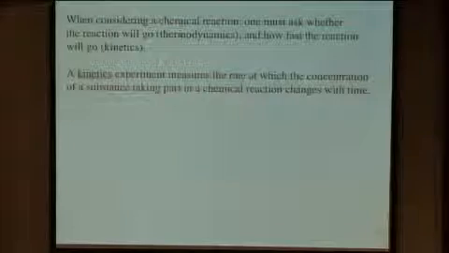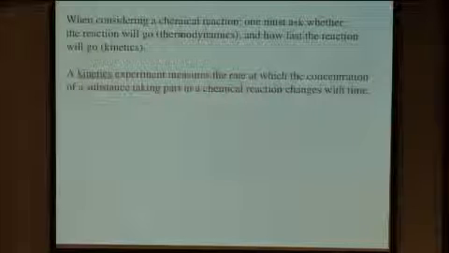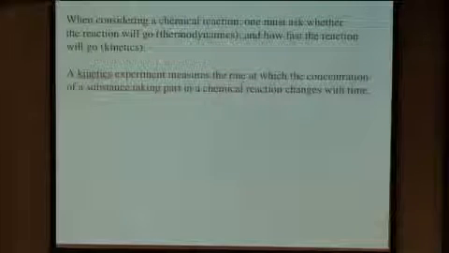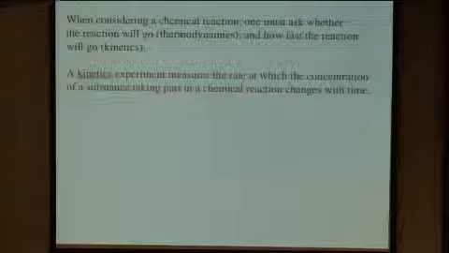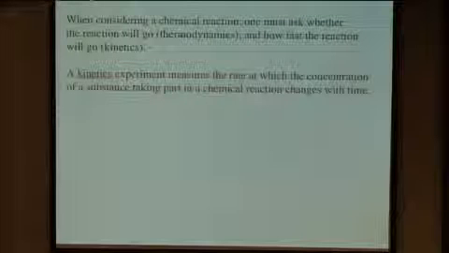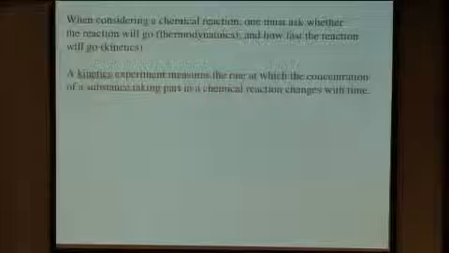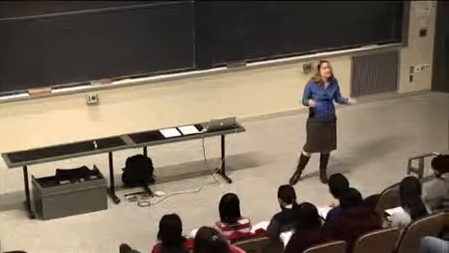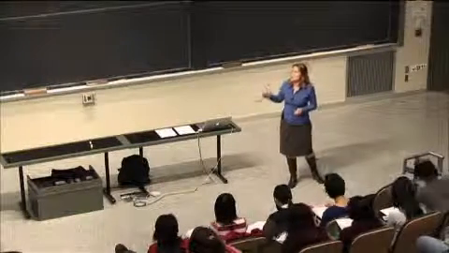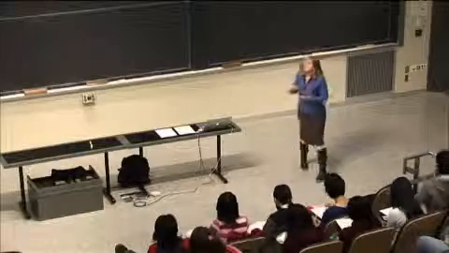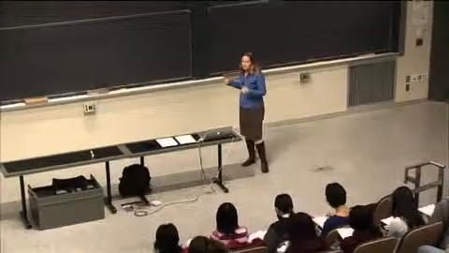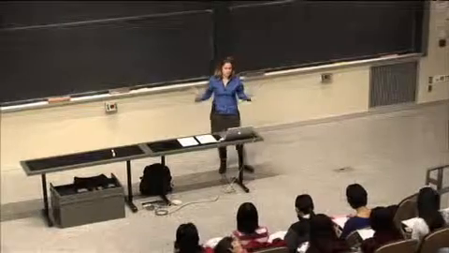So when you're considering a chemical reaction, we've been asking so far in this class whether the reaction will go spontaneously. So we've been talking a lot about thermodynamics, a lot about delta G. But we also need to consider how fast a reaction goes, and that's kinetics. A kinetic experiment is one in which you measure the rate at which something's happening, the rate at which a concentration is disappearing or forming. You're measuring some kind of change in composition versus time.